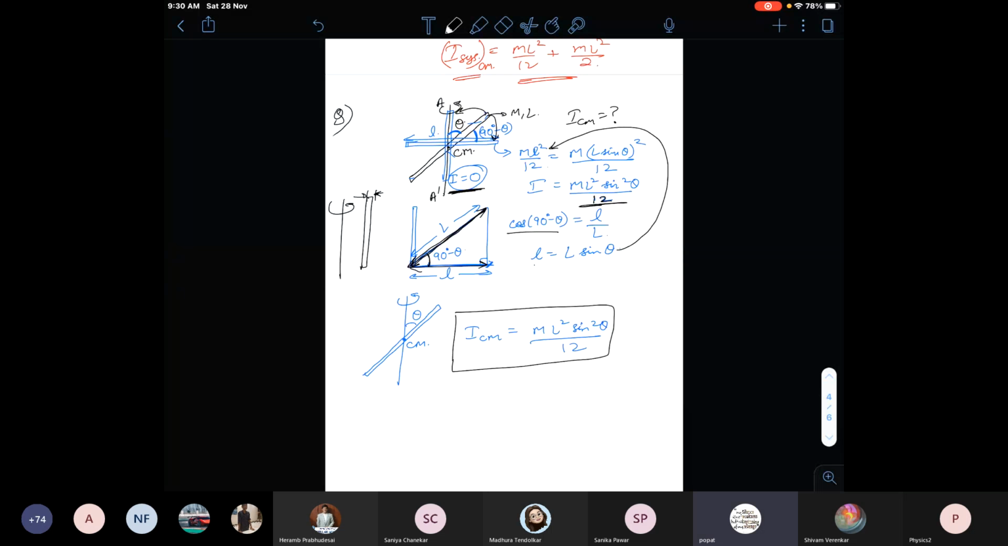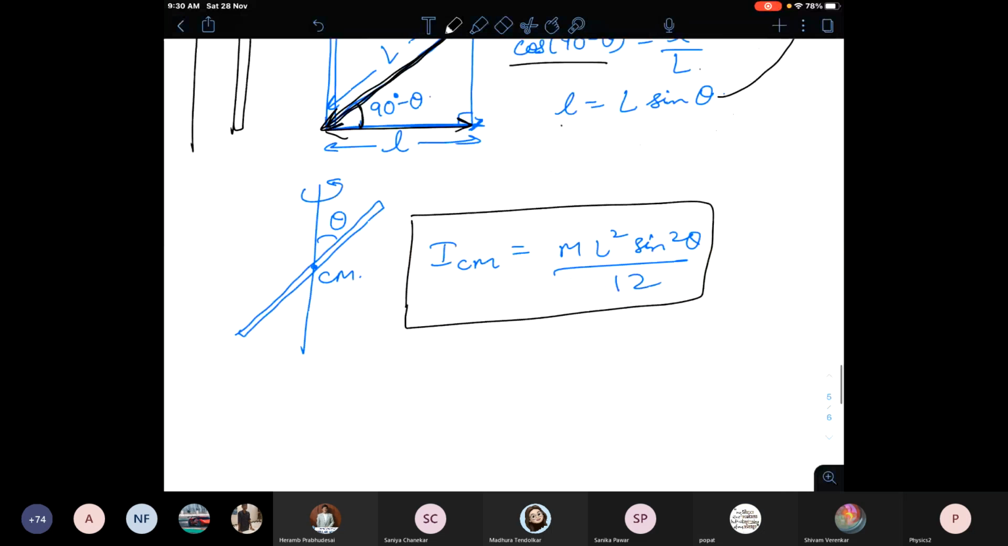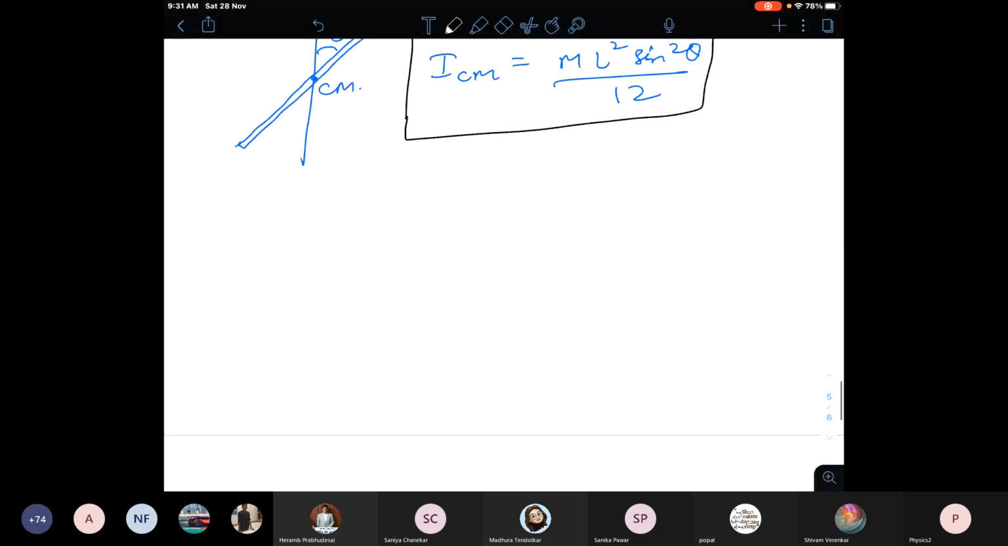Now let's move on to the change of axis. If there is a change of axis and we want to calculate moment of inertia, it can be calculated using two theorems. There are two theorems on moment of inertia.